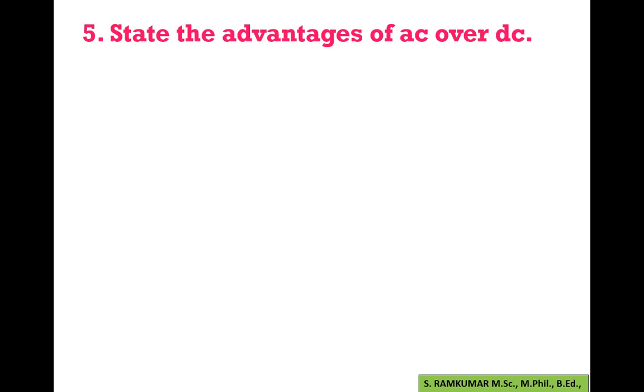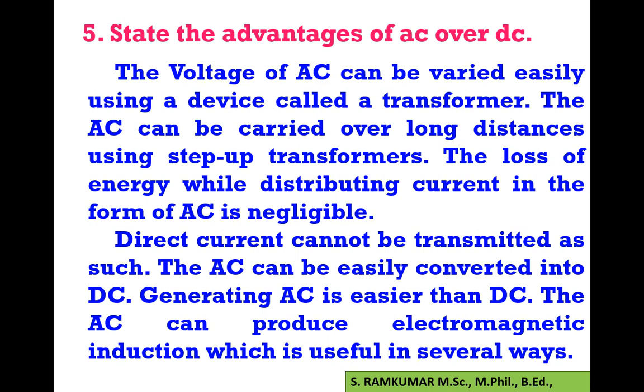State the advantages of AC over DC. The voltage of AC can be varied easily using a device called a transformer. The AC can be carried over long distances using step-up transformers. The loss of energy while distributing current in the form of AC is negligible.